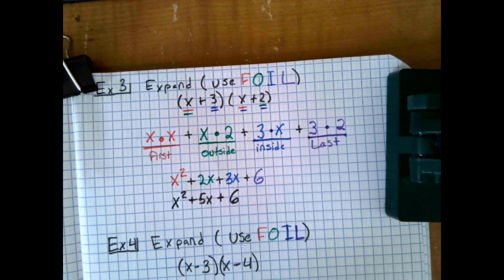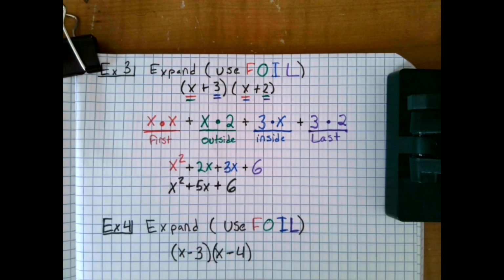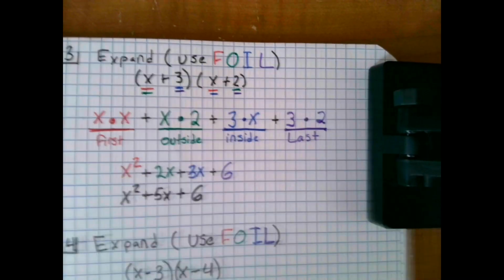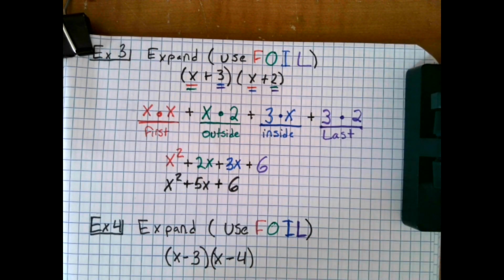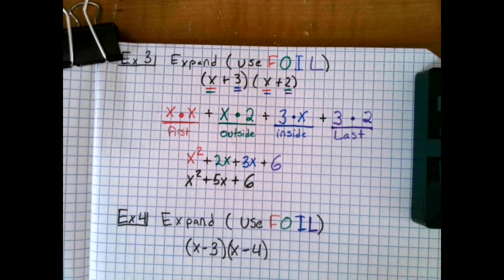Now you may be asking yourself at this point, Mr. O, why did we do the same problem twice? And I'll tell you, we did the same problem twice so you can see that these are two methods used to solve the same exact kind of problem. These are not different from each other. In fact, the box method, or the rectangle method, is actually just a graphic organizer for using the FOIL method.